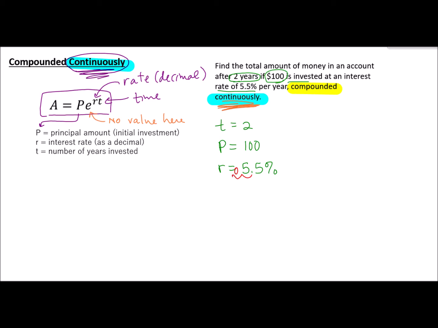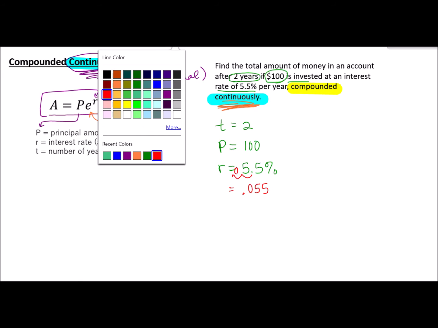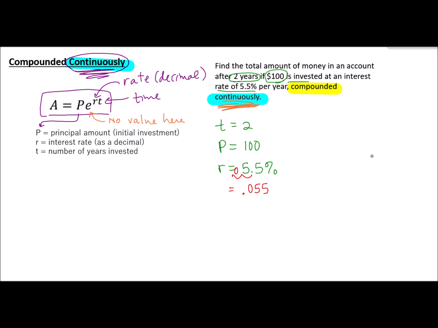Okay, percent to decimal, we go 2 spots to the left. We had to add a 0. So R, the decimal, is 0.055. And now we can plug in. So A, capital A, equals P, 100. E, just leave it as the letter E. And then up in the power is R, 0.055, times, I'm going to put parentheses there to put my T in. So that's my T, that was my R, and that was P.